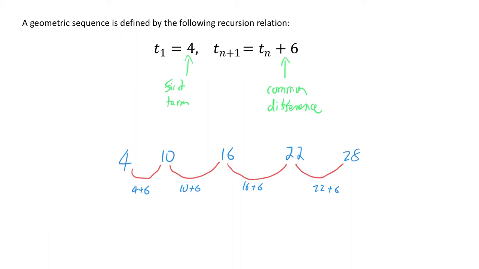Let's have a look at a second example where I have a sequence and I want to write the recursion relation from it. I have a sequence of 36, 31, 26, 21, and 16, and I want to write the recursion relation for it. To be able to write the recursion relation, I need to first identify two important pieces of information, and that is my first term and my difference.